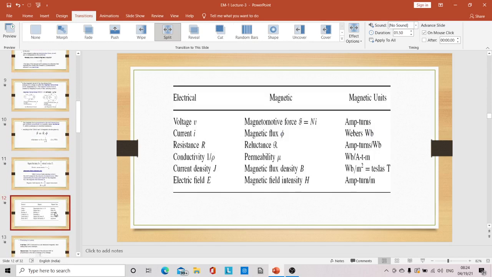EMF in electrical is analogous to MMF in magnetic. Current is analogous to flux. Resistance is analogous to reluctance. Conductivity, permeability, current density, flux density, electric field, magnetic field intensity. Students, you have to remember this, so it will be easy for you.